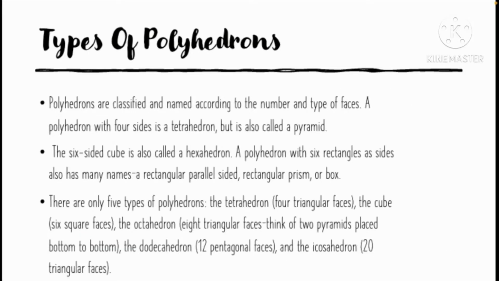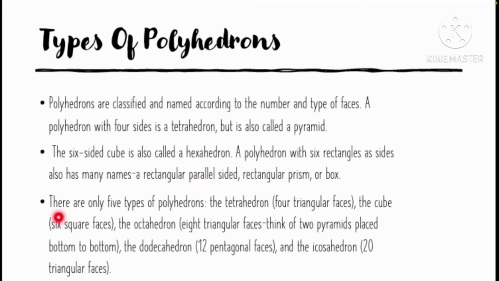Types of polyhedrons. Polyhedrons are classified and named according to the number and type of faces. A polyhedron with 4 sides is a tetrahedron, but is also called a pyramid. The 6-sided cube is also called a hexahedron. A polyhedron with 6 rectangles as sides also has many names: a rectangular parallelepiped, rectangular prism or box.